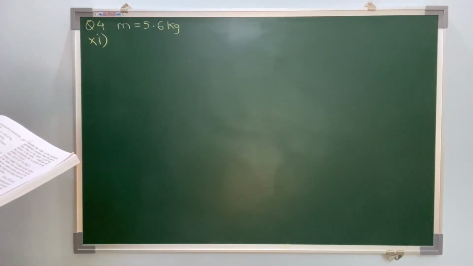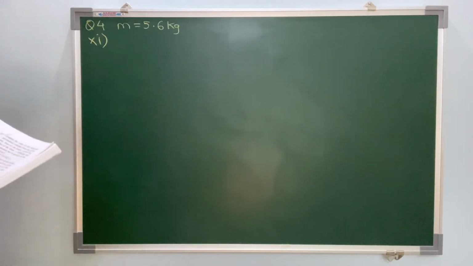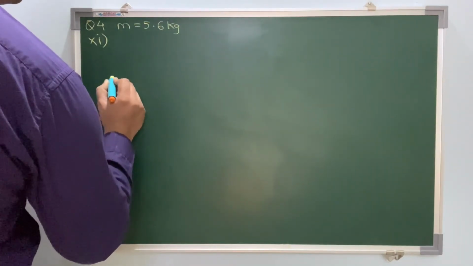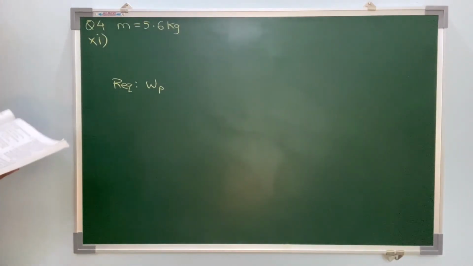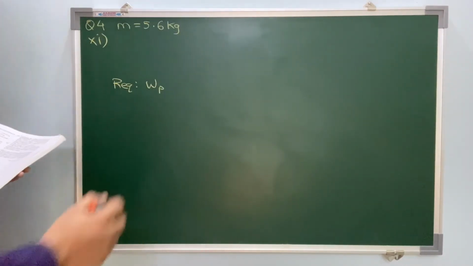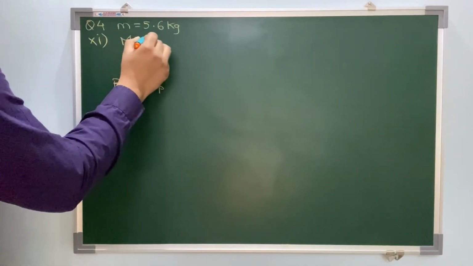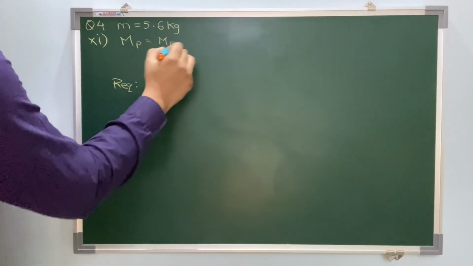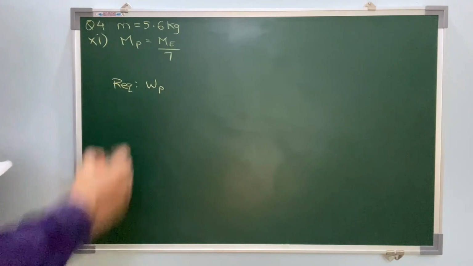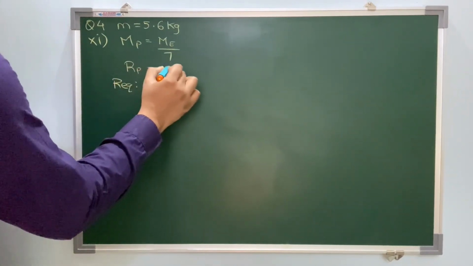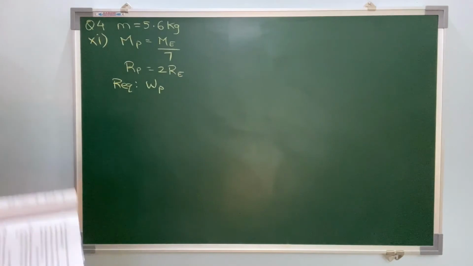Okay. So how much will be its weight on a planet? So this question is not related to energy. This is related to the previous sections that we have done. How much will be its weight on a planet? So what is required now is weight on the planet whose mass is 1/7 the mass of Earth. So I can say mass of the planet is mass of Earth divided by 7, 1 by 7, and radius is twice. So radius of the planet is twice the radius of Earth.